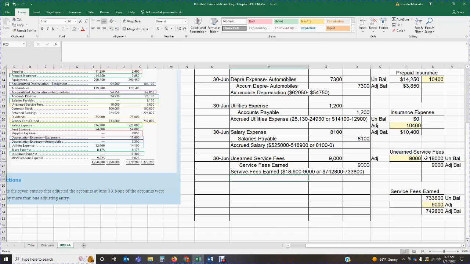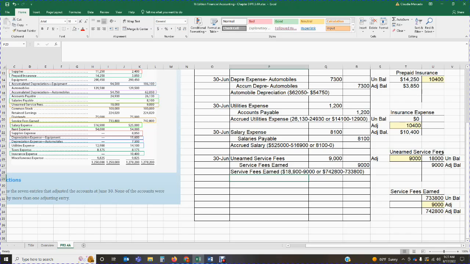So my unearned service fees, I had a credit of 18. I ended up with $9,000. So that means that during the period I earned $9,000. Okay, so I need to update the amount of my unearned service fees. That way I can reflect, you know what? I still have $9,000 sitting there. So that means that I need to perform some kind of service to be able to earn those $9,000.